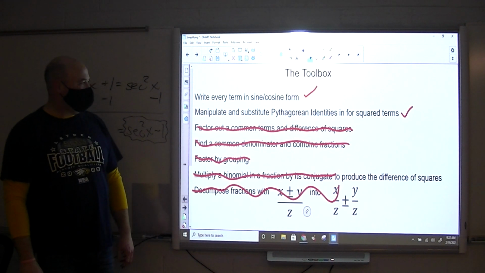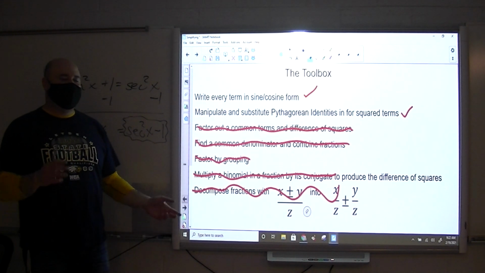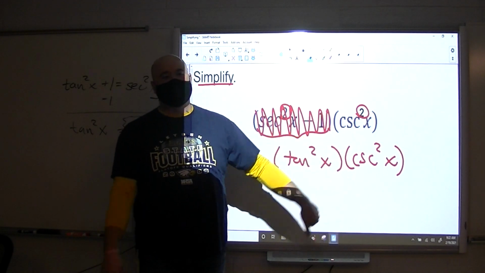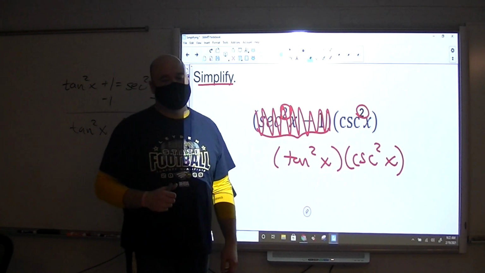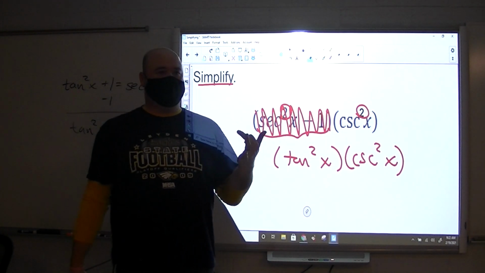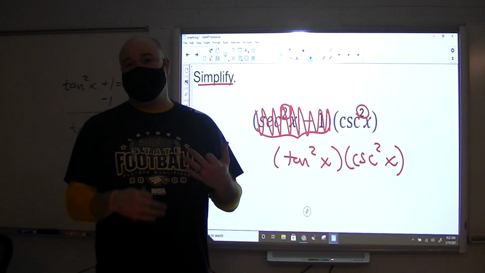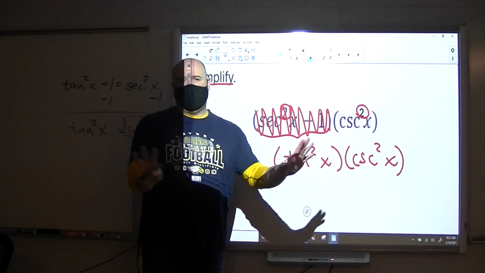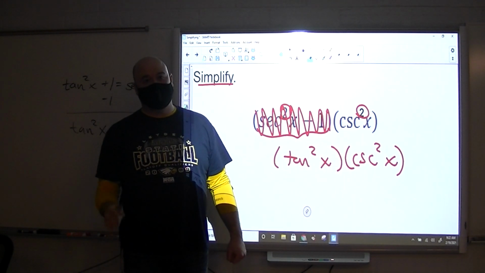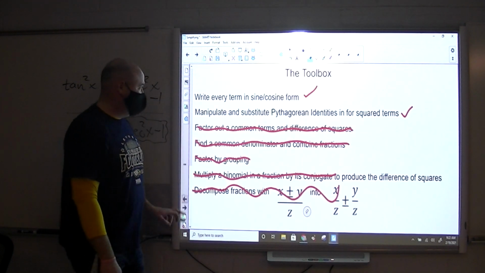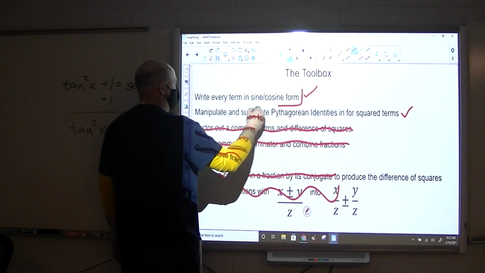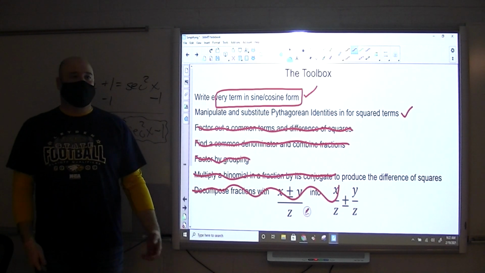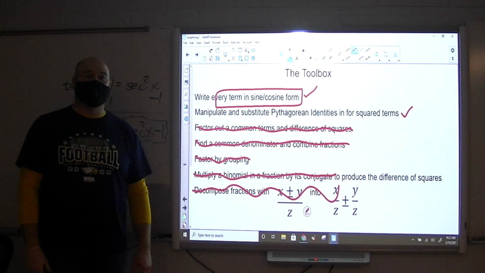Now, we come back to the toolbox. Tangent and cosecant have no relationship between them. You could look at all of the identities that we have: all of the Pythagorean identities, all of the reciprocal identities, all of the cofunction identities. Everything that we've looked at prior to this, tangent and cosecant have nothing in common, except for the fact that they can be written in terms of sines and cosines. So why don't we try using that tool and see what it gets us?